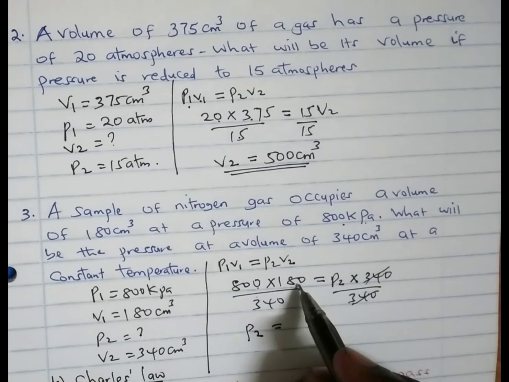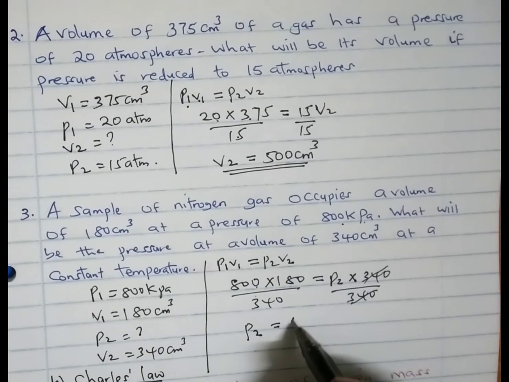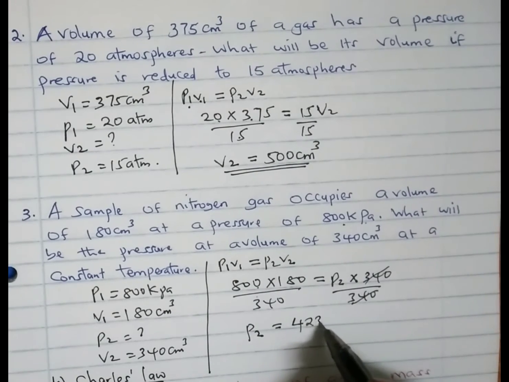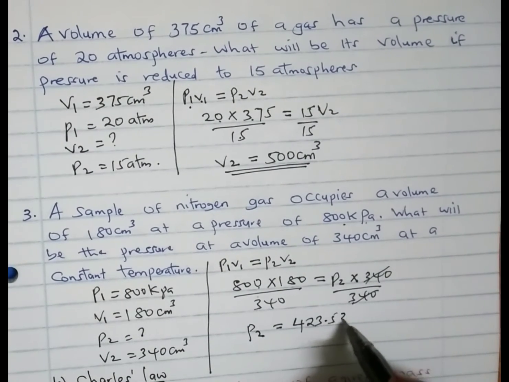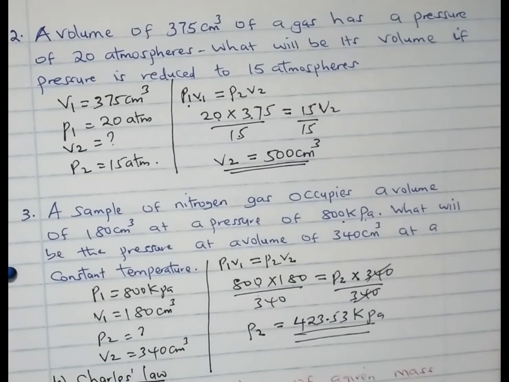multiplied by 180, everything divided by 340, and this will give us 423.53 kilopascals as our pressure 2.